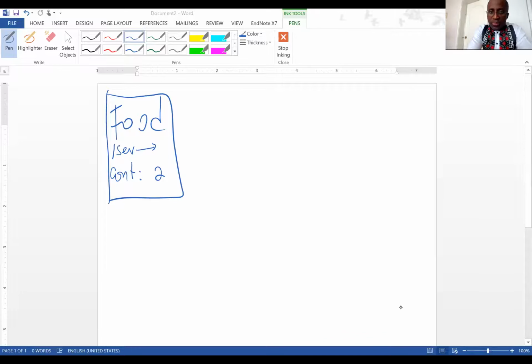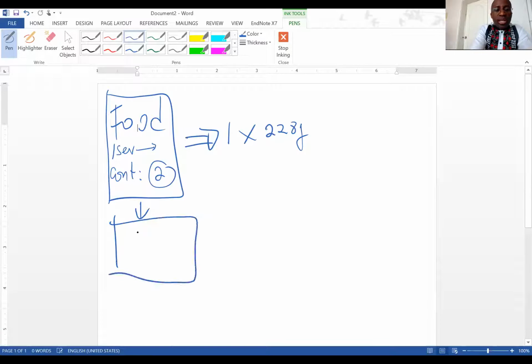So you have to be very careful when you look at this, all right? What does it mean? It means that if, for example, one serving size here is what? 228 grams, all right? This is what you eat for one serving size. But in the container, we have 2, right? So this food has 2 elements here. This is serving size number 1, and this is serving size number 2.